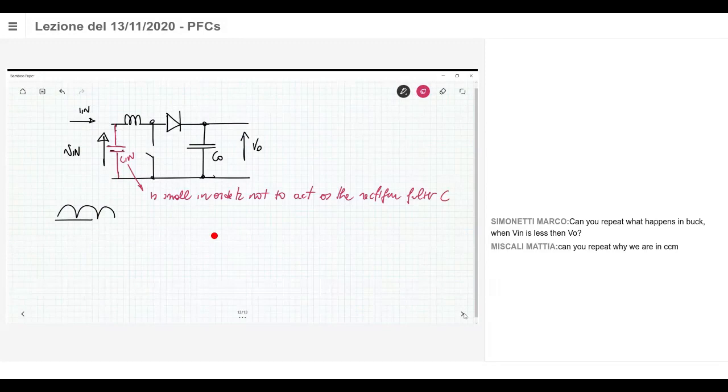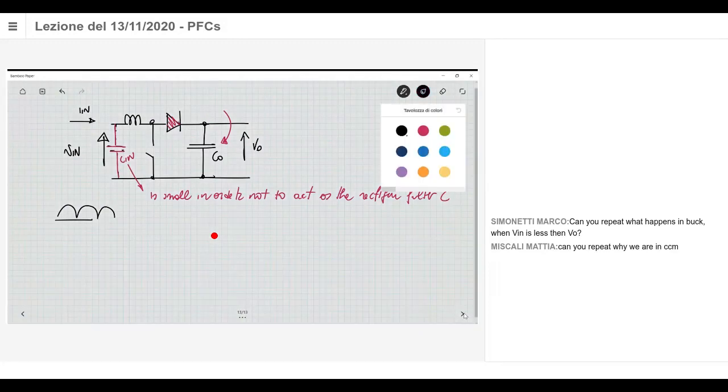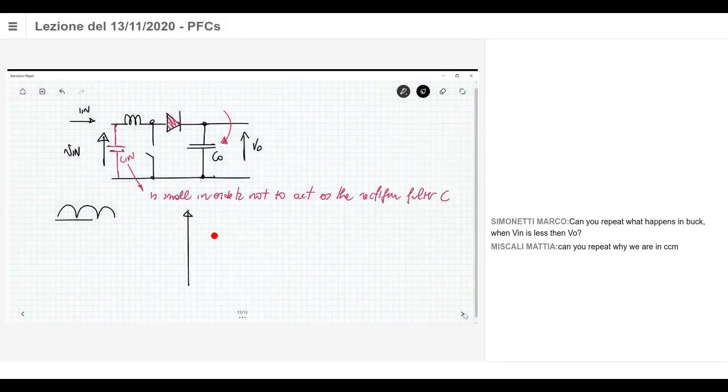So the circuit is always the same. Let me derive the output capacitor C0. In order to understand which way I can derive the expression of the output capacitor, to design this capacitor, this derivation follows a different path, a different strategy with respect to a boost, which is operated as a classical DC-DC converter.